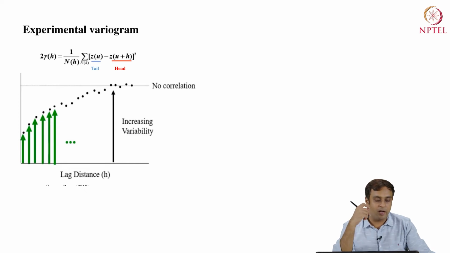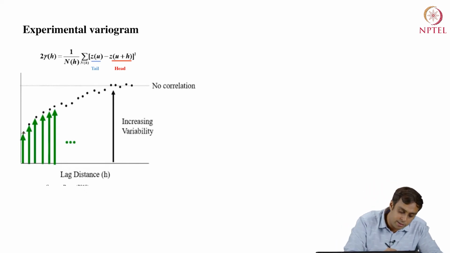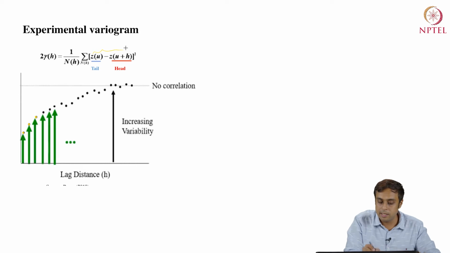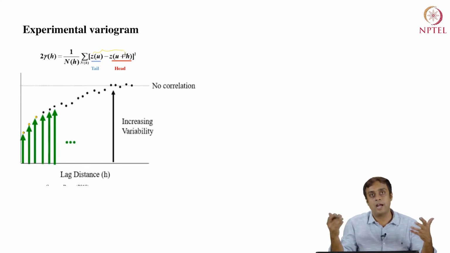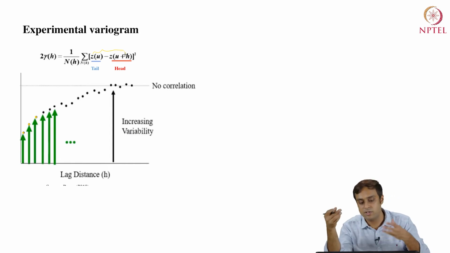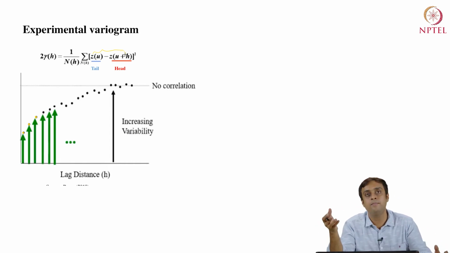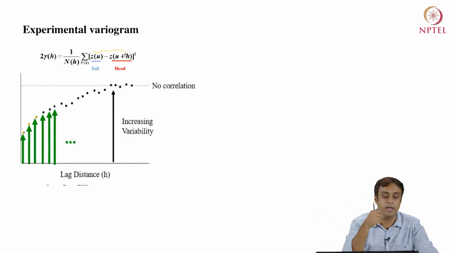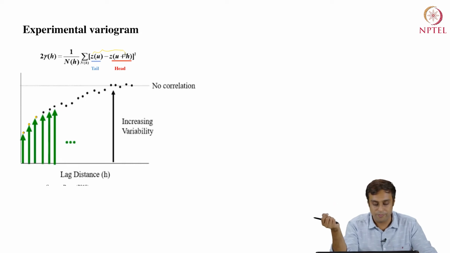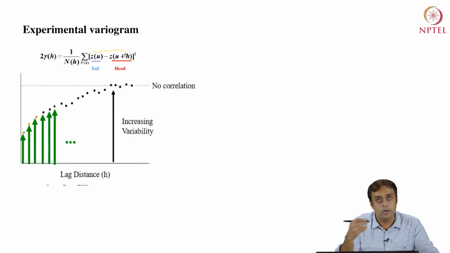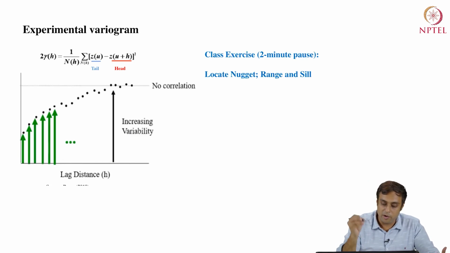Not a surprise, the experimental variogram is just a point at each h value, and the point is nothing but the mean of all these scatter plot points, or the cloud points, zs minus zs plus h squared. So you sum them, you divide it by the total number of such values at a given h, that gives you a 2 gamma h value, right. Now, we have understood a few characteristics of this experimental variogram.